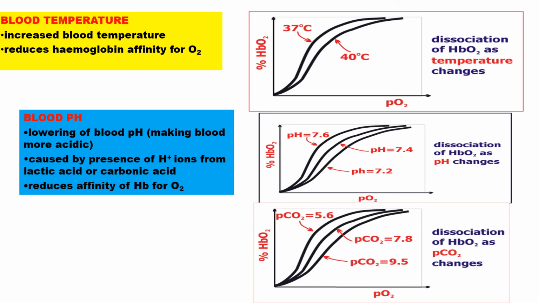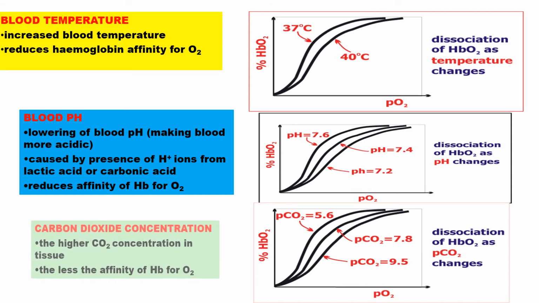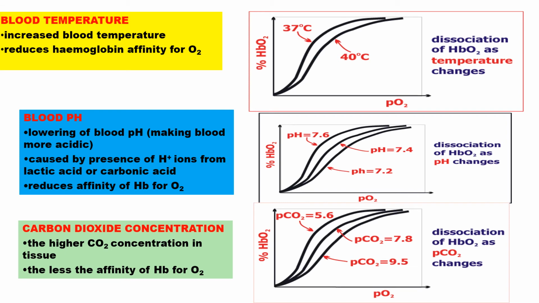The third effect is the effect of partial pressure of carbon dioxide on the oxygen hemoglobin dissociation curve. It can be seen that increased partial pressure of carbon dioxide causes decreased affinity of hemoglobin for oxygen, because carbon dioxide combines with hemoglobin to form carbaminohemoglobin, which causes decreased affinity for oxygen and thereby causes the release of oxygen and shifting of the curve to the right side. So increased temperature, increased carbon dioxide and increase in hydrogen ion concentration, all three factors cause the shift of the curve towards the right side.